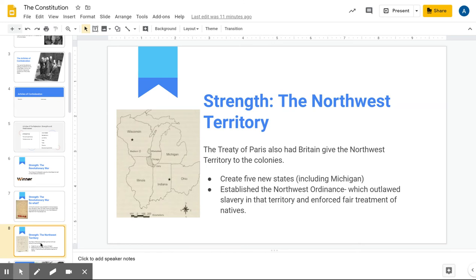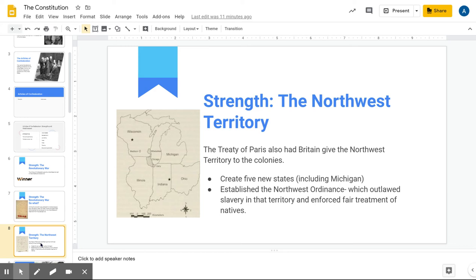Another strength: in the Treaty of Paris, they had Britain give the Northwest Territory to the colonies. So what that did was create 5 new states, including Michigan, and it may not have had that name at the time, but you can see on the map at the left, this is the general area where the Northwest Territory was established.